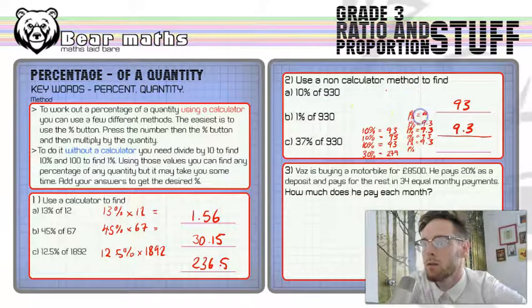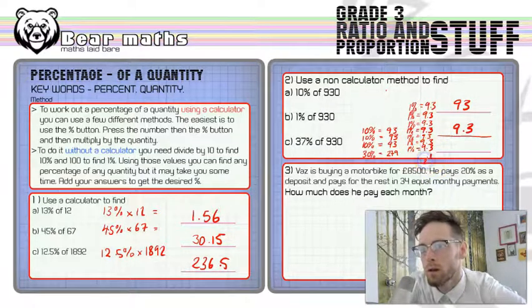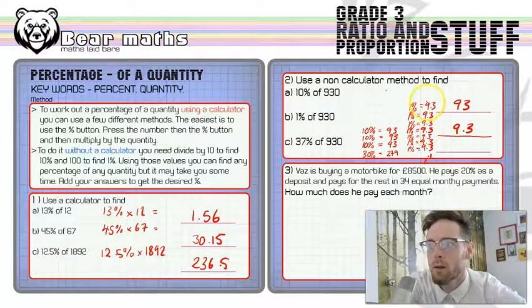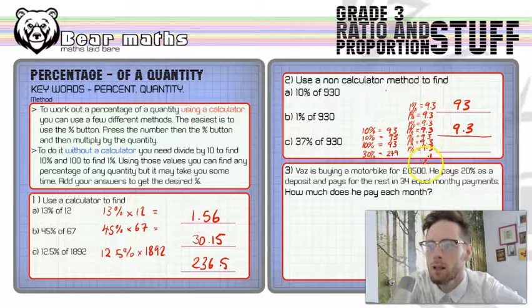1% is equal to 9.3. So 1, 2, 3, 4, 5, 6, 7. You see I'm just lining up the numbers to then add. So 7 threes. 7 threes is 21, so carry the 2 underneath to add on to whatever this is. 7 nines is 63, 64, 65, 65.1.